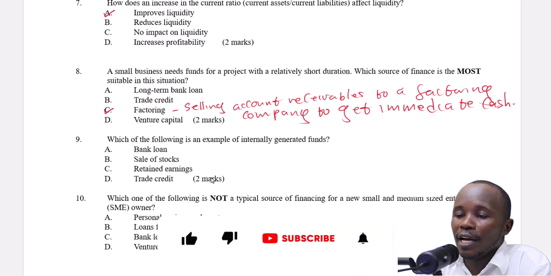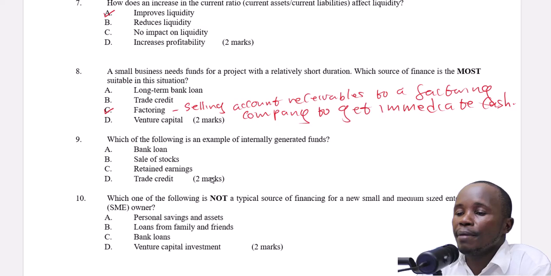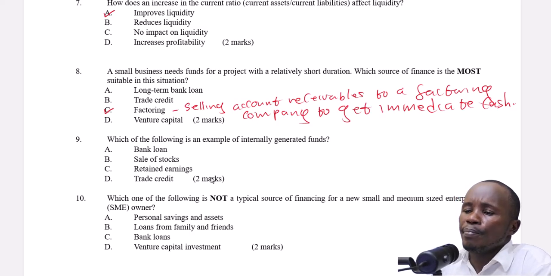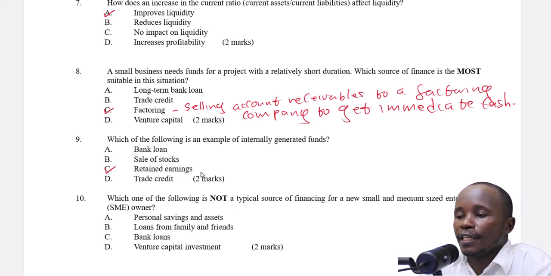Let's look at trade credit. Here, you are receiving goods with delayed payment, so that you have to sell them. Once you make sales, you go and pay the supplier. So the most appropriate internally generated funds here is the retained earnings. Retained earnings are funds that have been retained from profits. When you distribute dividends, you retain some of the profits in the form of retained earnings. So that is an internally generated fund.